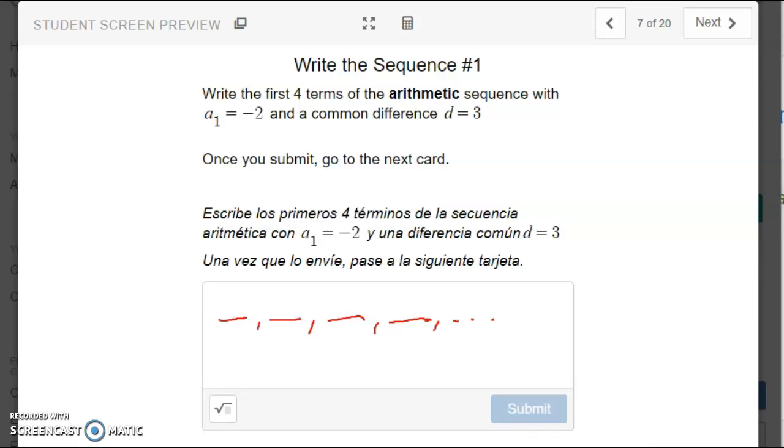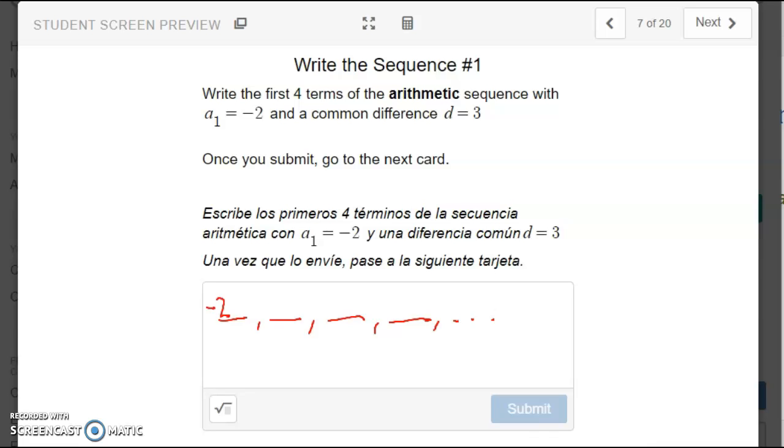With a of 1 is negative 2, that means the very first term. Remember, the little number tells me the term number. So the very first term is negative 2. So I'm going to put negative 2 right here. That's my first number.